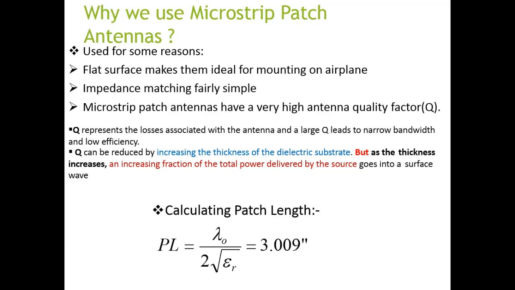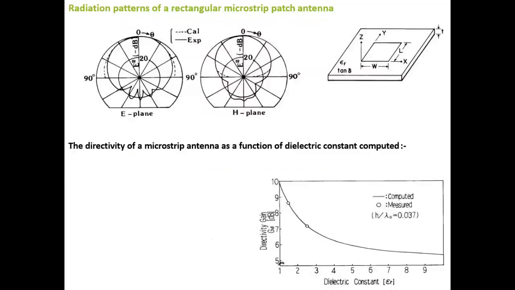Q represents the losses associated with the antenna, and a large Q leads to narrow bandwidth and low efficiency. Q can be reduced by increasing the thickness of the dielectric substrate. But as the thickness increases, an increasing fraction of the total power delivered by the source goes into surface waves. For calculating the patch length, PL equals lambda naught divided by 2 times root of epsilon. Here, the radiation patterns of a rectangular microstrip patch antenna are shown; different radiation patterns are there.